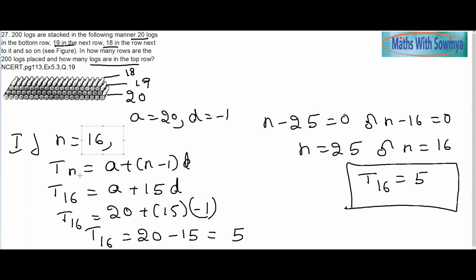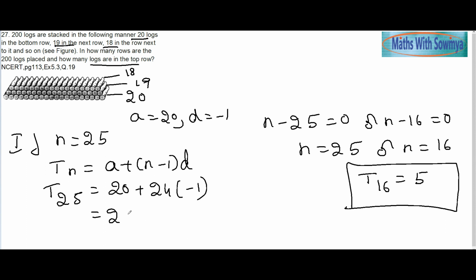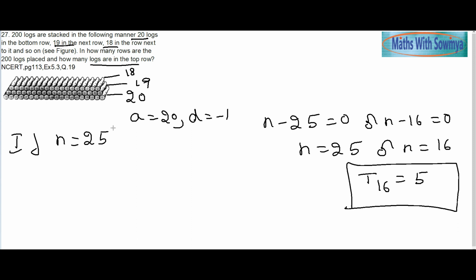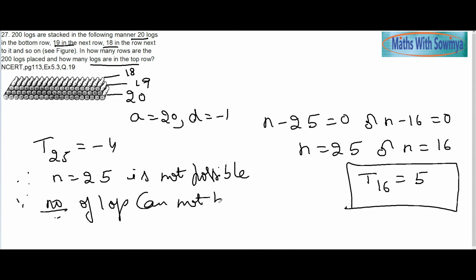Let us find 25 in the same way. Suppose this is 25. 25 minus 1 gives 24 d, which is minus 24. So 20 minus 24 gives T25 as minus 4, which is not possible because the number of logs cannot be negative. Therefore T16 is 5 is my answer.